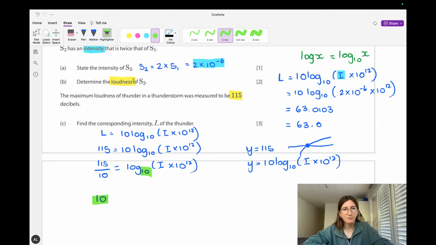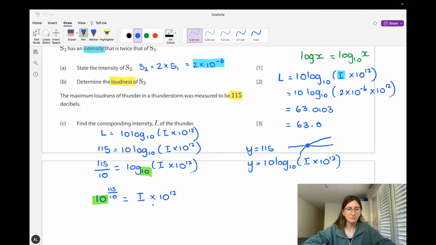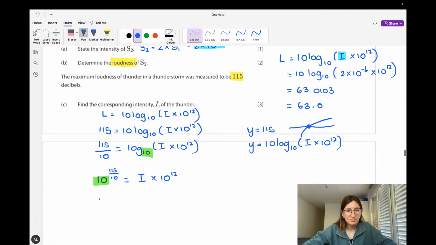My base 10, to the power of 115 over 10, this is my power. This is just one of our conversions between log and exponentials, is equal to I times 10 to the power of 12. And 115 divided by 10 is just 11.5. Should have done that earlier. We can divide it by 10 to the power of 12. And that gives me my I.